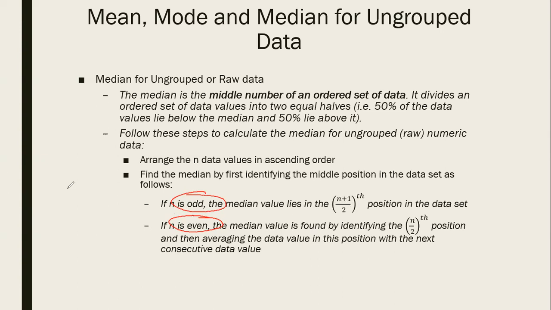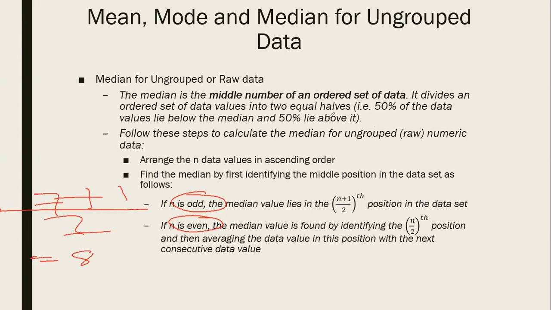What this means is if there are 7 students, 7 is an odd number. So if you want to find the position that has the median, you say 7 plus 1 over 2, that gives you what? 4. All right? So basically that's what it means.